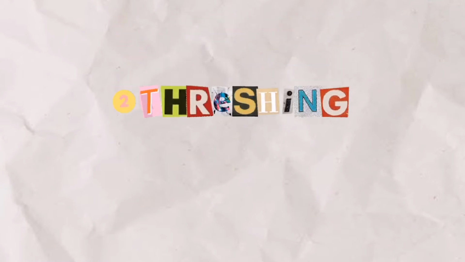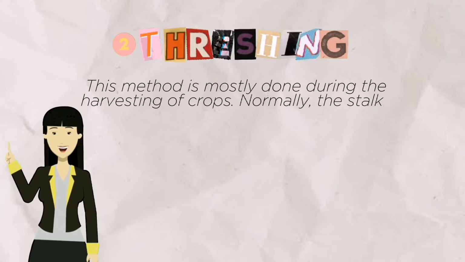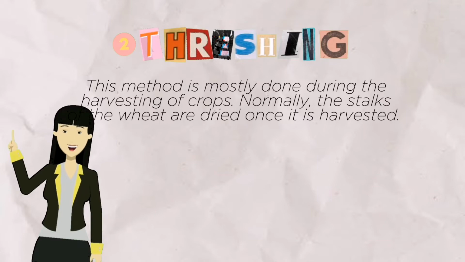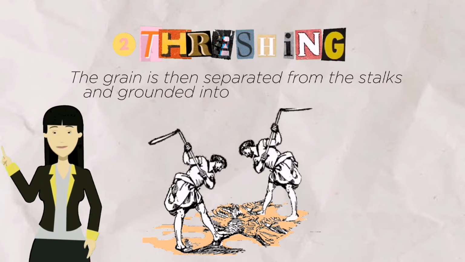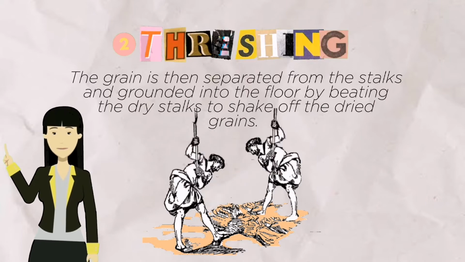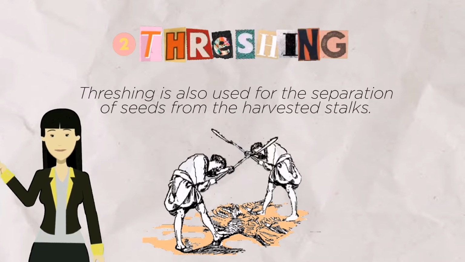Next is the threshing process. This method is mostly done during the harvesting of crops. Normally, the stalks of the wheat are dried once it is harvested. The grain is then separated from the stalks and ground into flour by beating the dry stalks to shake off the dry grains. Threshing is also used for the separation of seeds from the harvested stalks.